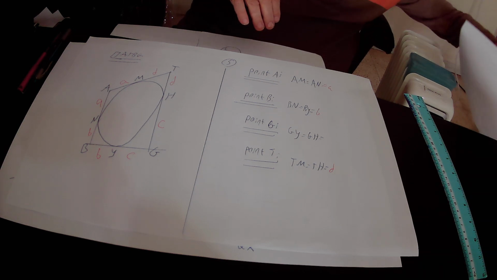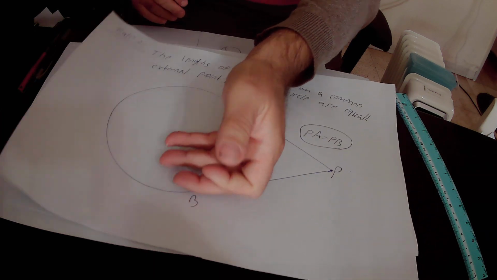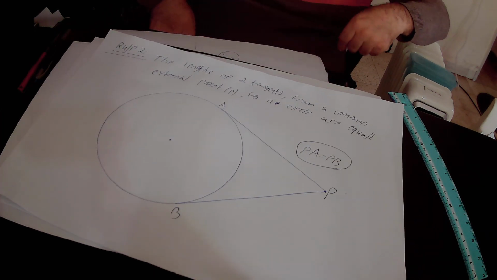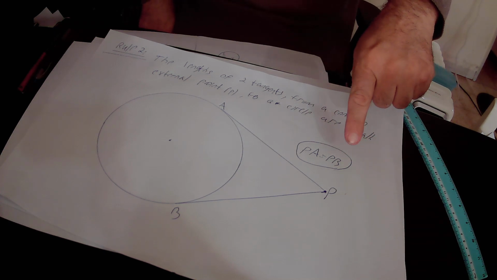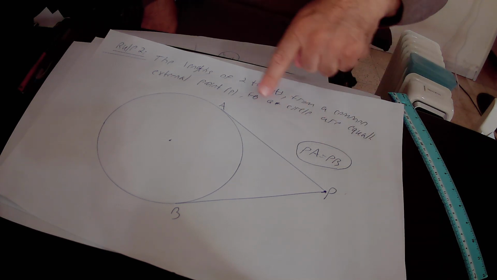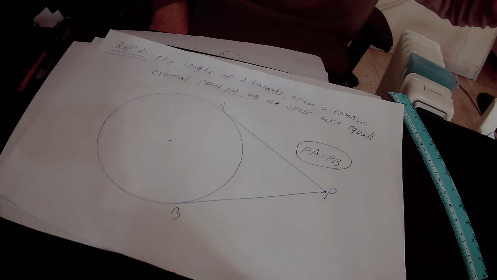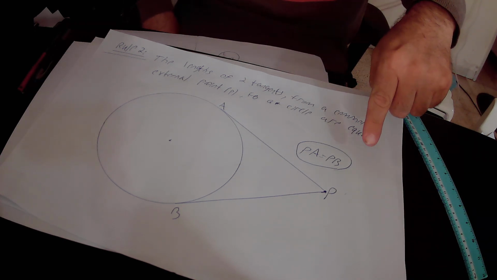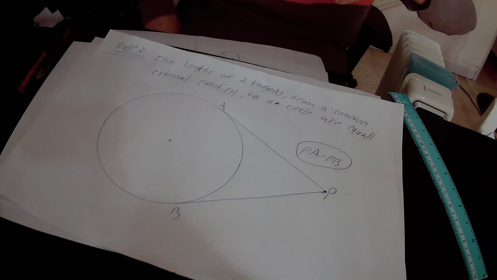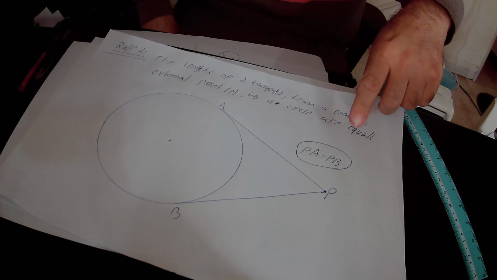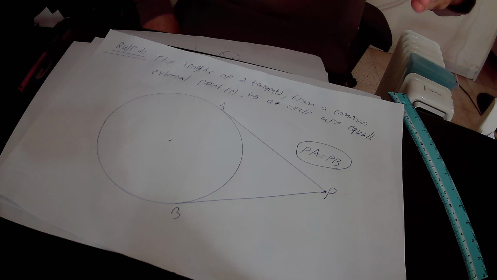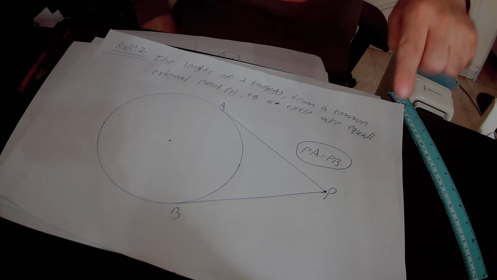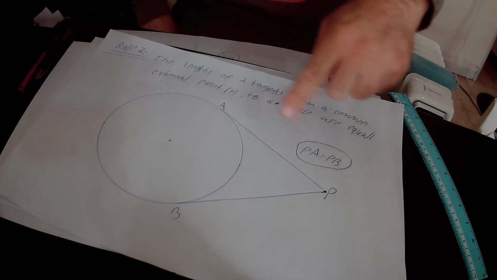According to rule number 2, the lengths of two tangents from a common external point to a circle are equal. We have the common external point P. From the common external point P, we have two tangents to the circle, tangent PA and tangent PB. According to rule number 2, they are equal to each other, so PA equals PB. Whenever you have a common external point and you draw two tangents from it to a circle, the lengths of the two tangents must be equal to each other. Again, in this case, PA equals PB.